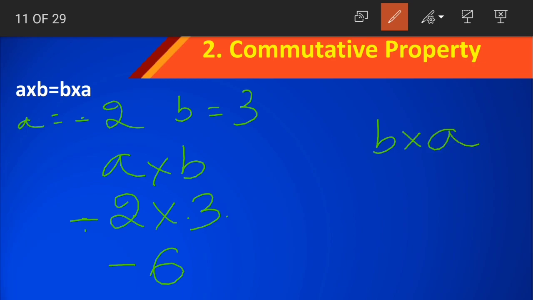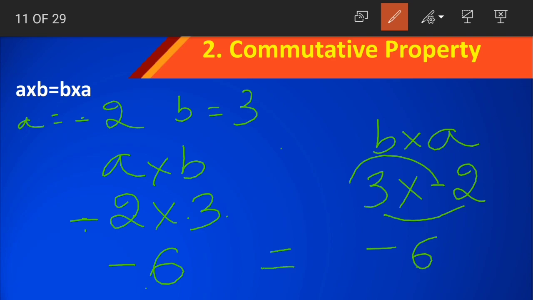Coming to b into a, b is 3 into a is minus 2. The signs are different, so the answer will be negative. Coming to the numbers, 3 twos are 6. Now is LHS equal to RHS? Yes, LHS is equal to RHS. a into b is equal to b into a. So multiplication of integers follows the commutative property. Even if we take two negative integers, let us take minus 3 here.